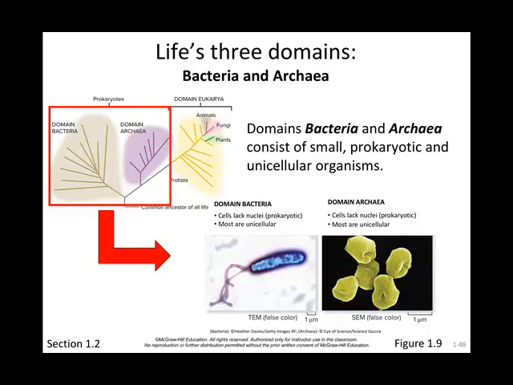Eukaryotes, on the other hand, are organisms that have cells with DNA inside a nucleus, so the DNA is membrane-bound. That's the main way that we can differentiate between organisms that are prokaryotic versus eukaryotic. Notice here again that most of the organisms that are in the bacteria and archaea domains are unicellular, and all of the organisms in these two domains are prokaryotes.